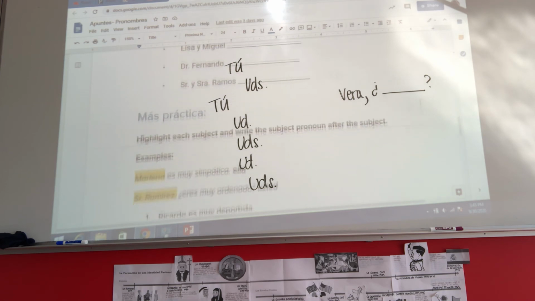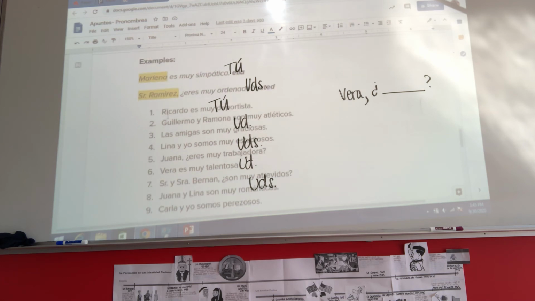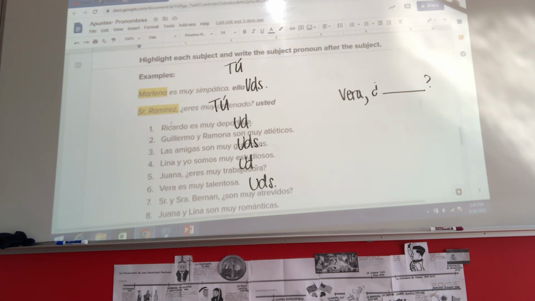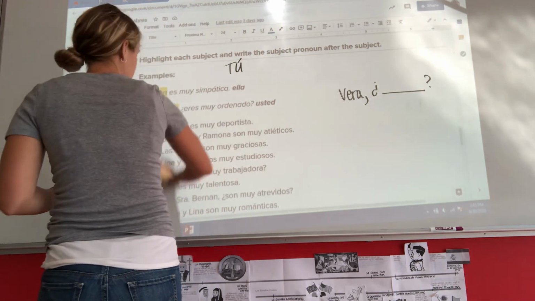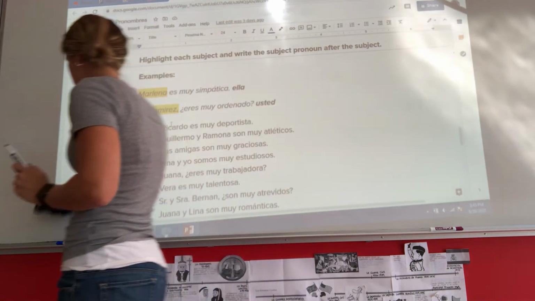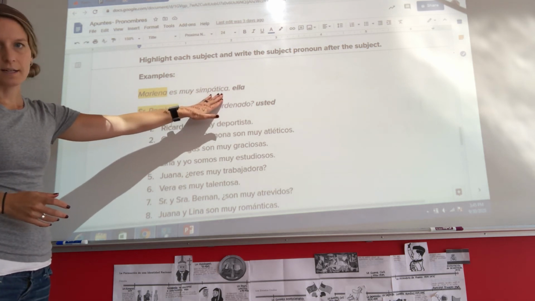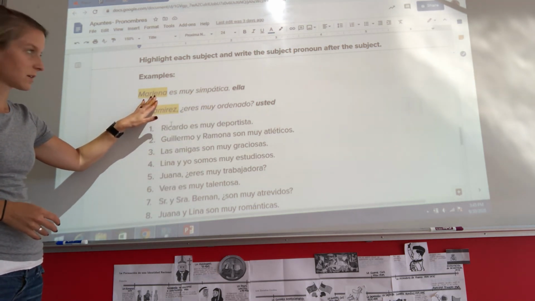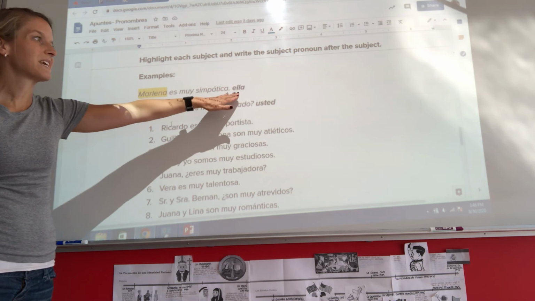A ver. Más práctica. In this section, you're going to highlight each subject of this sentence, and you are going to write the subject pronoun after each subject. So we're going to highlight the subject of the sentence, and we're going to write each subject pronoun after the sentence. Let's look at our examples, los ejemplos. Marlena es muy simpática. Marlena is the subject.